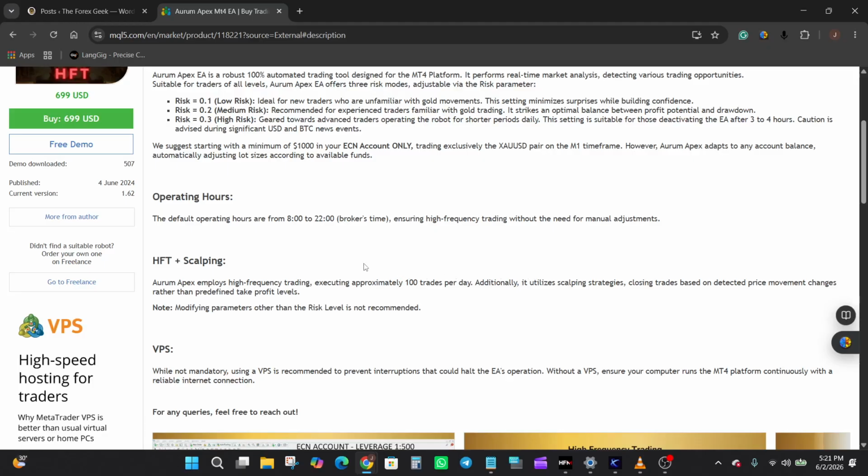There is also a recommendation not to modify parameters other than the risk setting, which suggests the developer intends the EA to be used primarily through the predefined risk profiles.